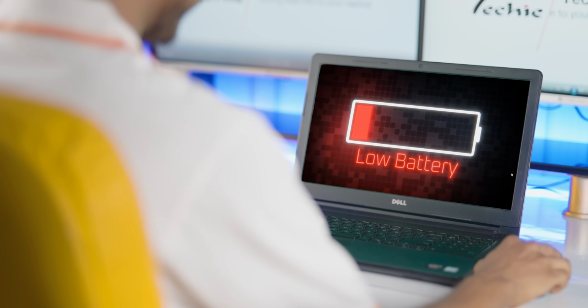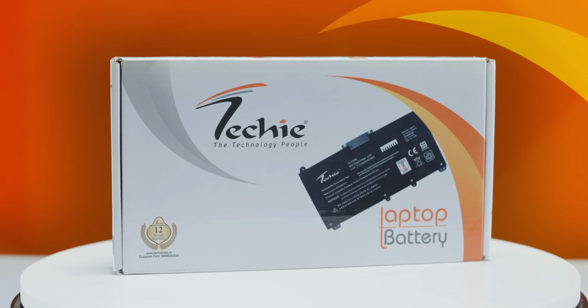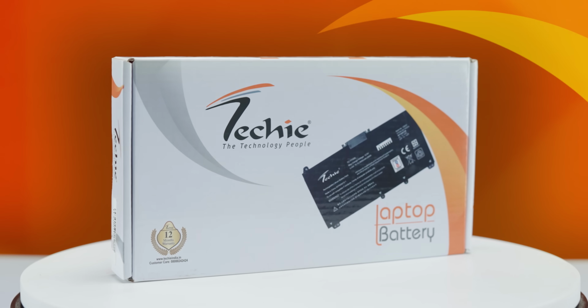Are you tired of constantly having to charge your laptop? Do you find yourself running out of battery in the middle of important work? Well, we have got a solution for you. The Techie compatible HP TF03XL laptop battery.